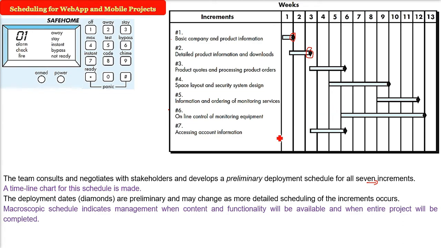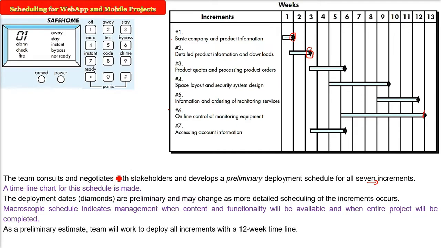But the macroscopic schedule indicates to management when content and functionality will be available and when the entire project will be complete. So as a preliminary estimate, the team will work to deploy, you see here, on the 12th week of the timeline. And you also see here the 3rd, 4th and 7th. These are some increments and these will be developed in parallel, that is, at the same time.